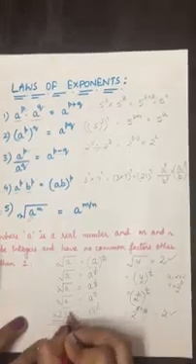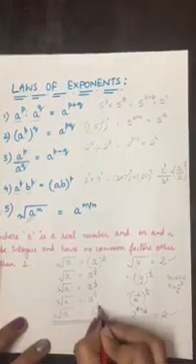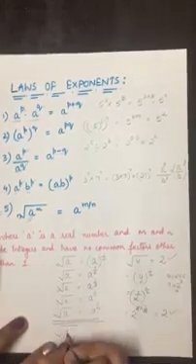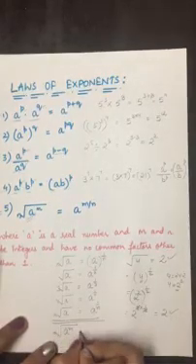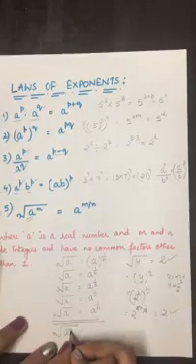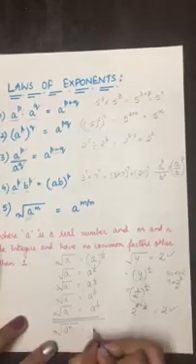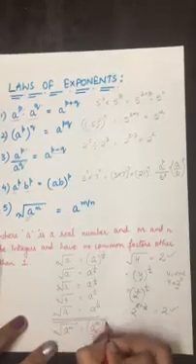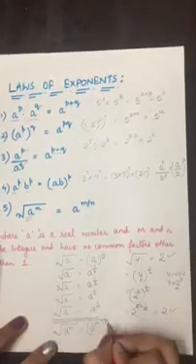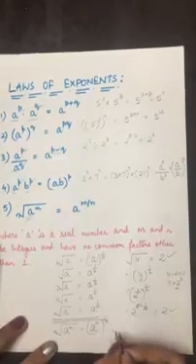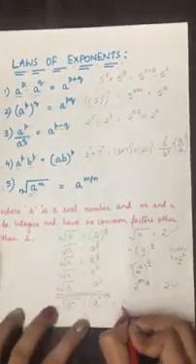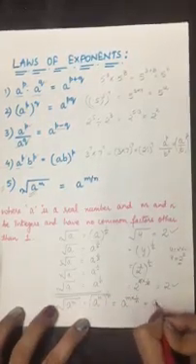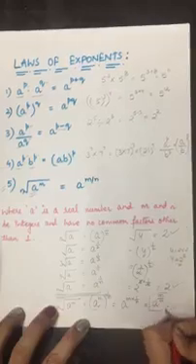So nth root of any number can be written as a raised to the power 1 by n. And suppose this real number is having a power m. Then how will you write this? a raised to the power m, raised to the power 1 by n, because nth root we will write as 1 by n. Now power of a power law, a raised to the power m into 1 by n, which is equal to a raised to the power m by n.